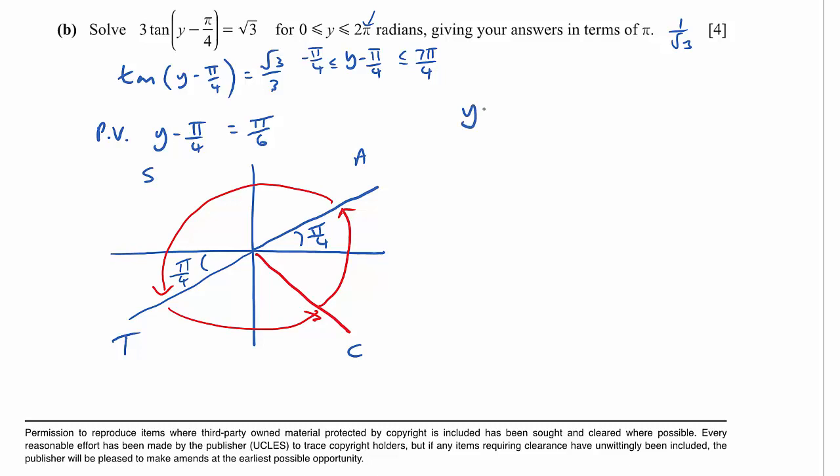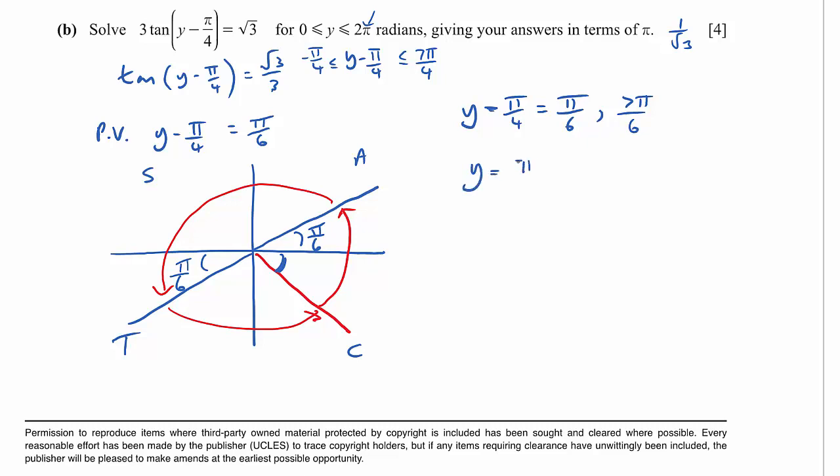So we have y take away pi by 4 is going to be, I put pi by 4 there where I meant pi by 6. That's pi by 6, that's pi by 6, and it's this one here that's actually the pi by 4. So y take away pi by 4 is pi by 6, or it's round here, pi plus pi by 6, which is 7 pi by 6. Remember, pi would be 6 pi by 6.